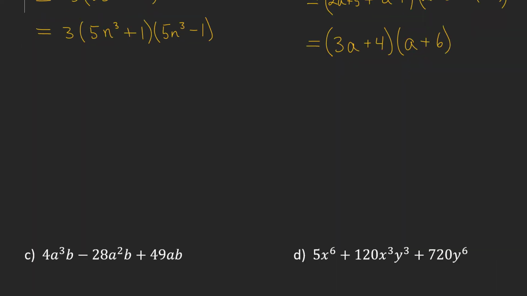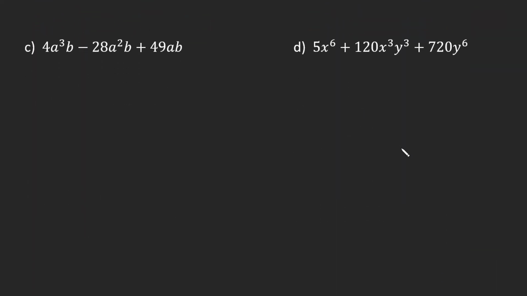Let's move on to two final examples. These are not binomials, which is a huge hint. Probably going to be perfect square trinomials because they're in this video, but let's just take a look. Pause the video, try them for yourself, but always look for a GCF. 4, 28, 49, those don't have anything in common. I do, however, have an a and a b in everything. So I'm going to take ab as my common factor.